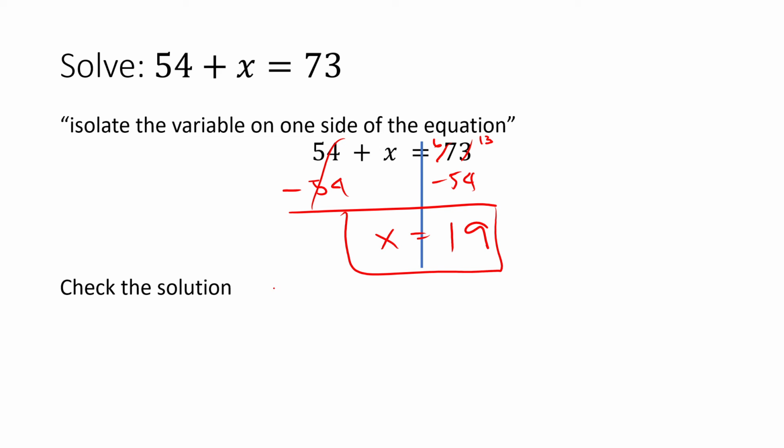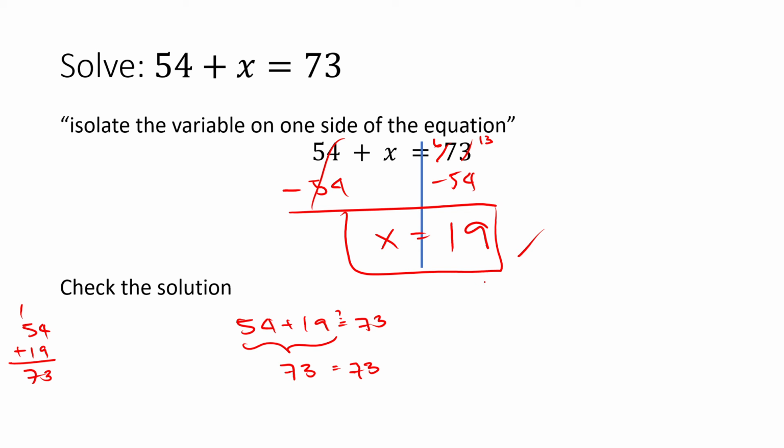Once again, check your solution. 54 plus 19 is equal to 73, question mark. Well, let's find out. 54 plus 19, 9 plus 4 is 13, carry over 1. 5 plus 1 plus 1 is 7. So 54 plus 19 is 73. Since 73 is equal to 73, our equation is correct.